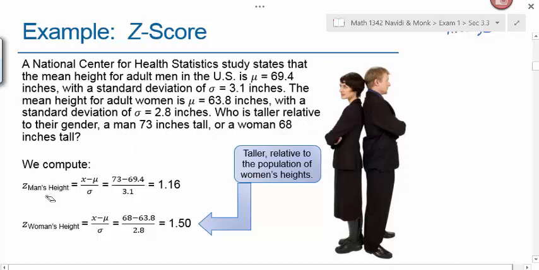If we calculate the z-score for the man's height, we're going to plug in his height that we were given in place of x. That's the 73 inches right here. Then we use the average for all men's heights, 69.4, and divide by the standard deviation. When we do that, that gives us a z-score of 1.16. For the women's heights, we plug in the 68 inches for x, then the women's average height for mu, and then the standard deviation of 2.8. That gives us a z-score of 1.5. Which would be taller relative to their gender? The woman, because she's more above average.